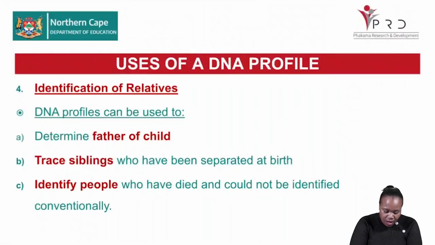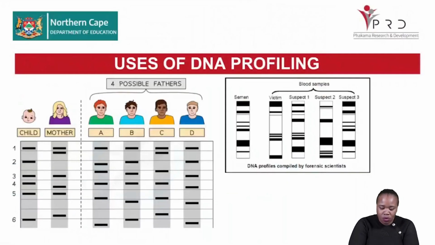Identification of relatives, right? Firstly, determining the father of a child, like I said, paternity testing. Tracing siblings: we can suspect that two individuals are siblings. Some of their DNA profiles are going to match with each other, and therefore we can say that these are siblings, because they got their genetic material from the same parents, remember. Identifying people who have died and could not be identified. That is also another thing that we can use it for.